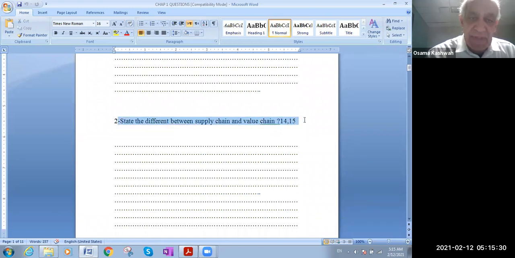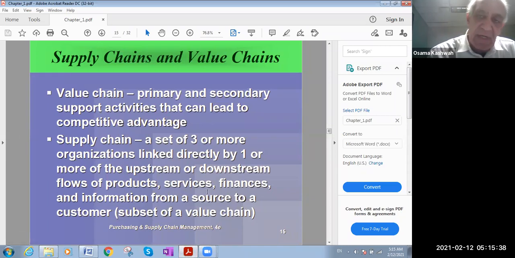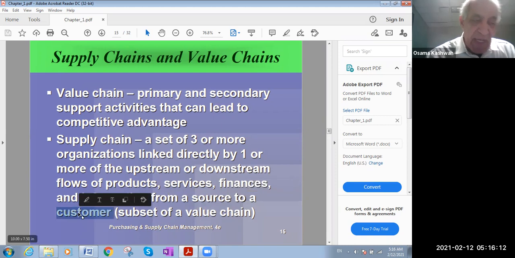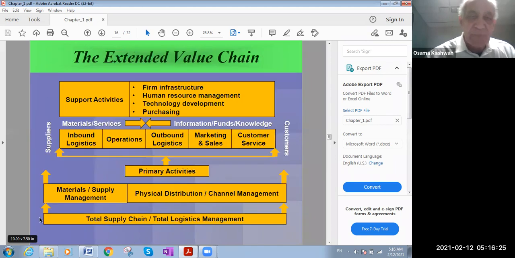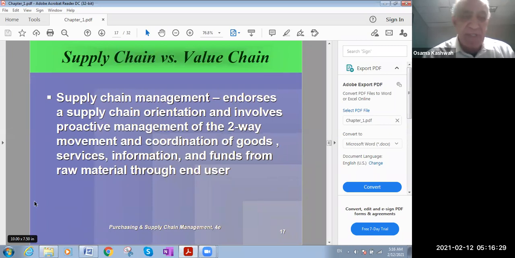So here is the question: state the difference between supply chain and the value chain. You will find it on slides 14 and 15 from this PowerPoint. The value chain is the primary and support activities that can lead to competitive advantage. The supply chain is a set of three or more organizations linked directly by one or more of the upstream or downstream flows of products, services, finances, and information from a source to a customer. The final end of the supply chain activity is the customer, because, like we said, the customer is the start and the end of every business. So this was the relationship between the supply chain and the value chain.